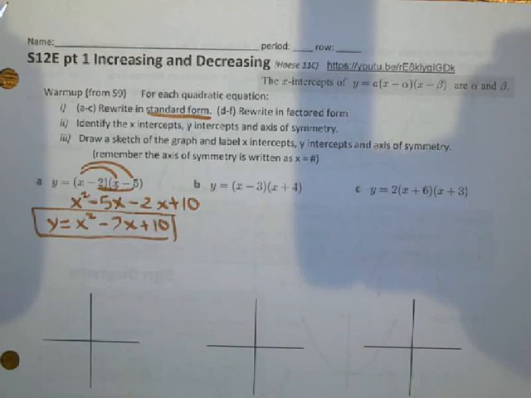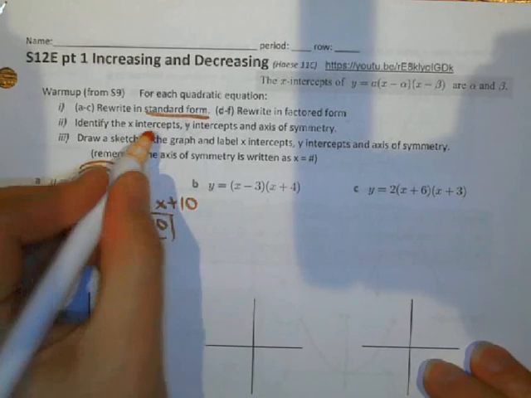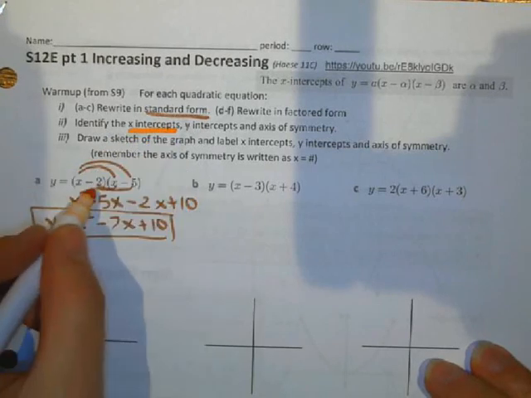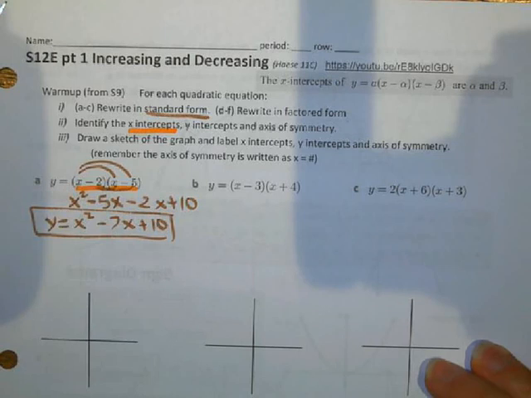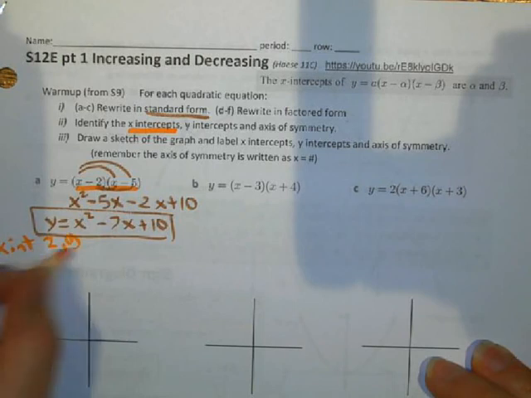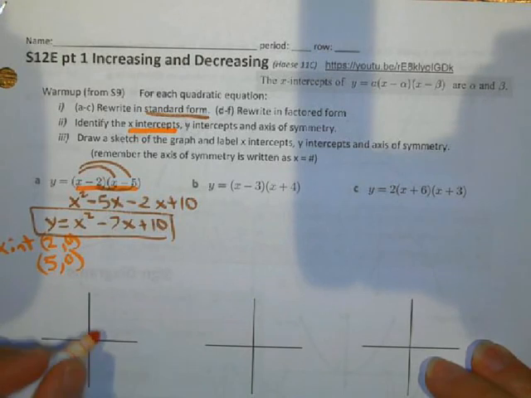Now our x-intercepts are easy to identify in the original factored form, where the x-intercepts are 2 comma 0 and 5 comma 0. If I'm going to draw a sketch, I can put a 2 there and a 5 there.